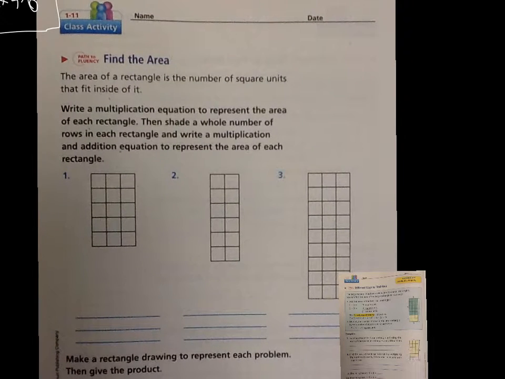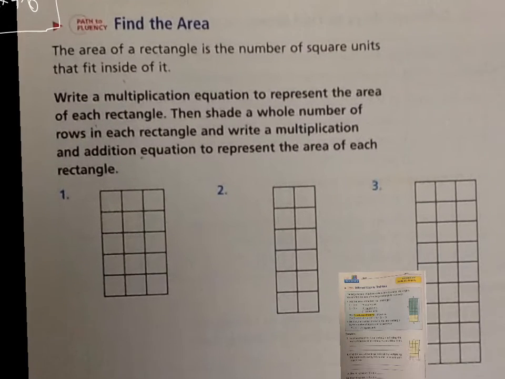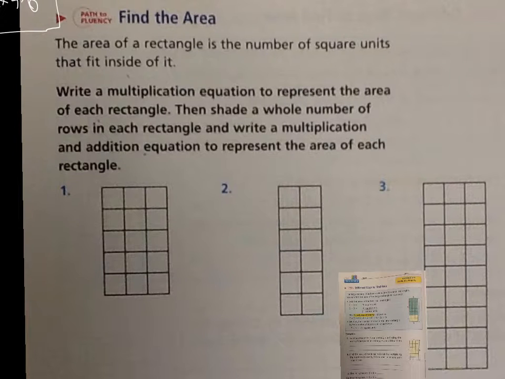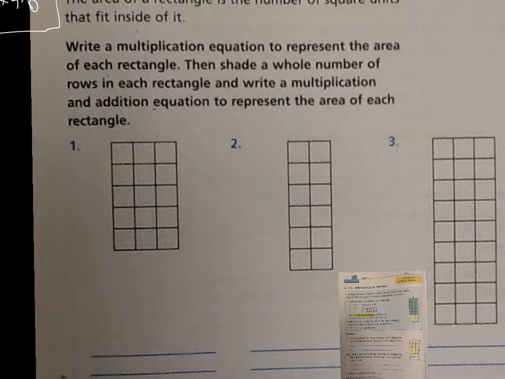But the first example I can show you is on page 51. So 51 talks about area. It says the area of a rectangle is the number of square units that fit inside of it. So write a multiplication equation to represent the area of each rectangle, then shade a whole number of rows in each rectangle and write a multiplication and addition equation representing the area of each rectangle.